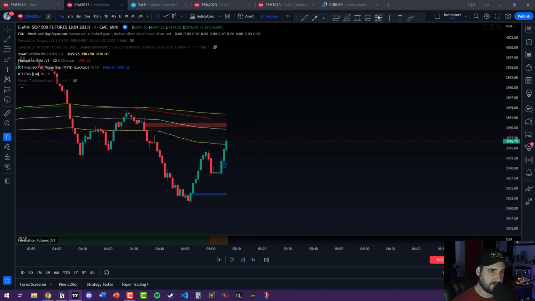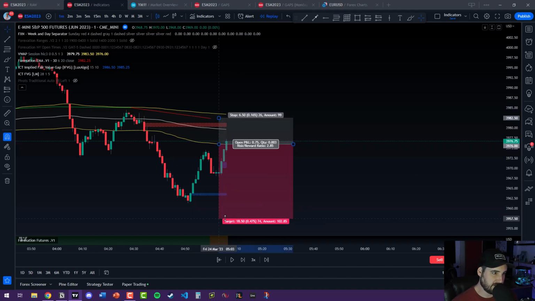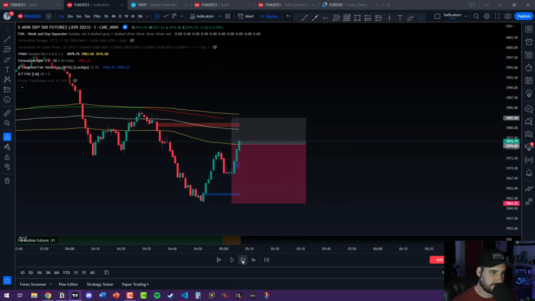So now I'm going to trade, for example. I don't trade the strategy live anymore. But above that EMA, above the VWAP, good stop loss. And we want to break below this.